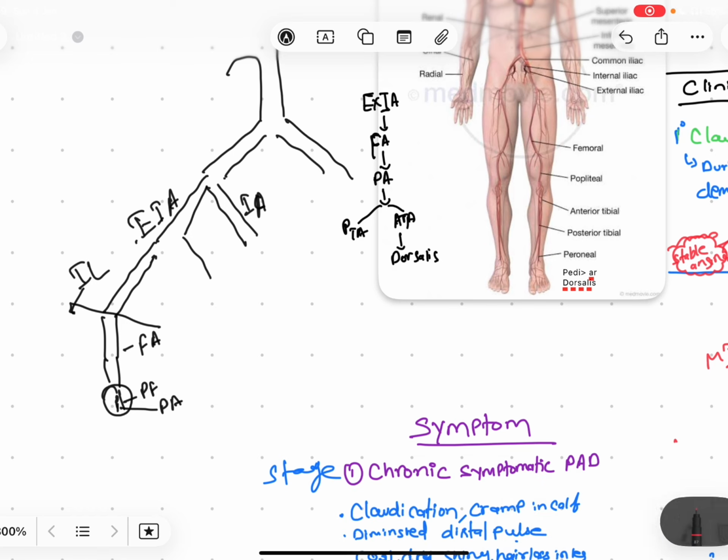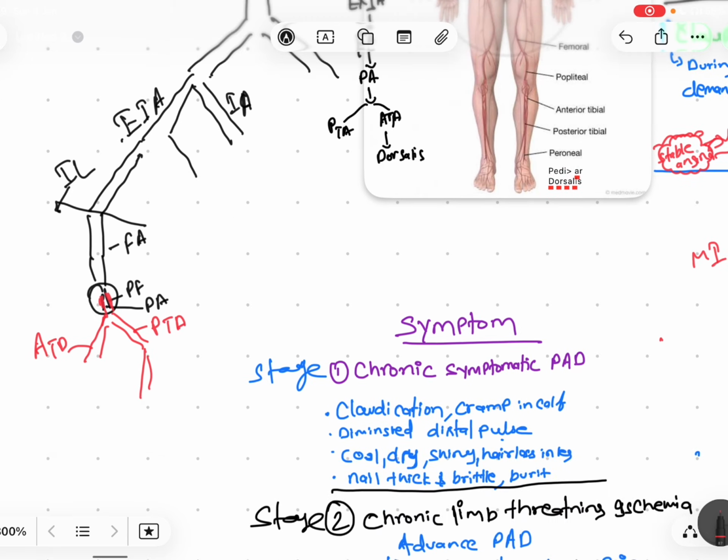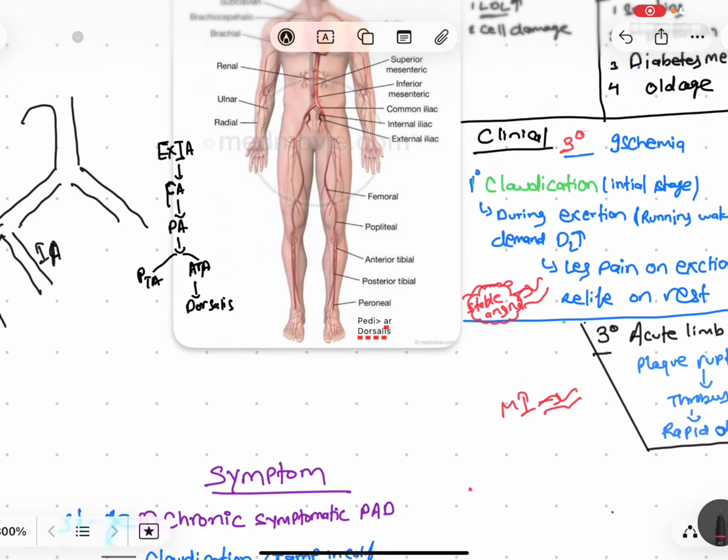and becomes the popliteal artery. Let me show you with another color. Then it is called the popliteal artery, and it is divided here into two parts: anterior and posterior. The posterior tibial artery and anterior tibial artery go down, and then it goes into the dorsalis pedis artery.